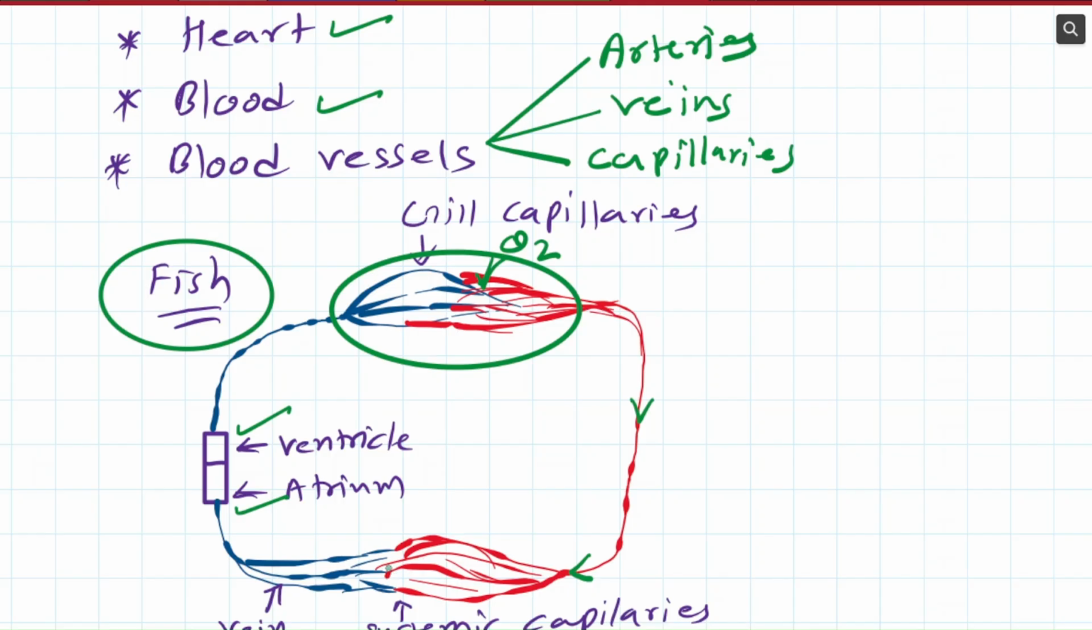After that, it is deoxygenated, which will be carried with the help of these veins, and it is reaching to this atrium part, from atrium to the ventricle with the help of valve, preventing the backflow. Then this deoxygenated blood is reaching to the gill part, which shows gill capillaries over here. These gill capillaries again absorb oxygen, and this oxygenated blood is coming to the different part of the cells. This is showing only and only single circulation in fish.